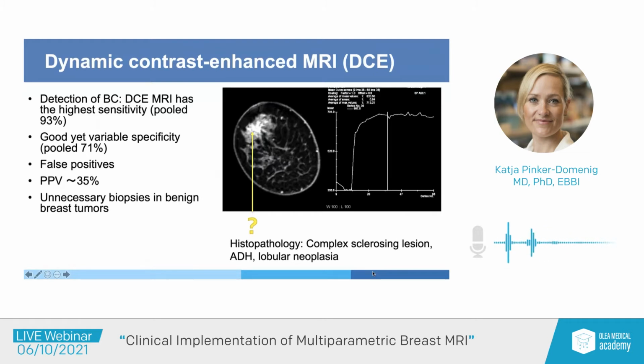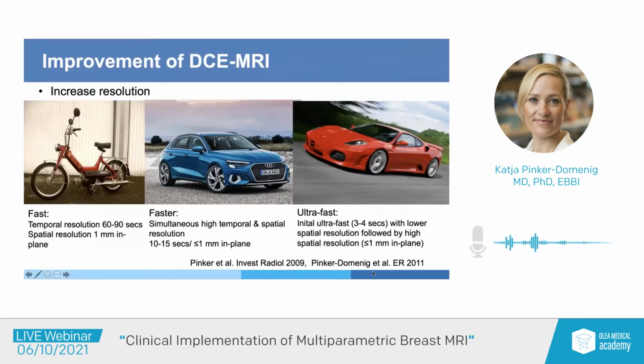And this is an imaging example where you can see an irregular shaped enhancing mass. You will have to biopsy that, because from a morphologic point of view and a kinetic point of view it is suspicious. If that comes back as something high risk or benign, well, then you will believe it, but still there's no way of actually saying what it is.